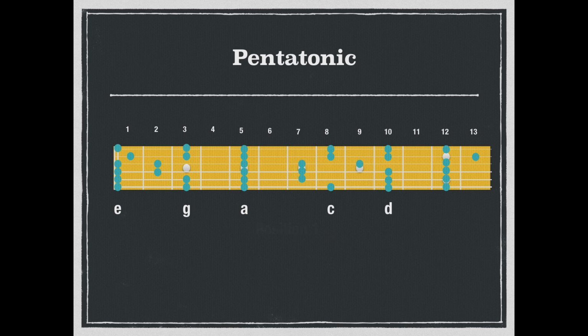Position 1 starts on the A. Position 2 starts on the C. Position 3 starts on the D. And position 4 starts on the E. And here is where we can either move our hands to the beginning of the neck and play some open strings, or start at the 12th fret. Finally, we have our 5th position starting on the G.